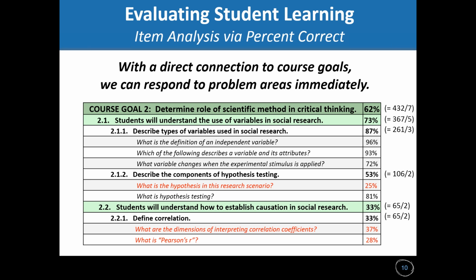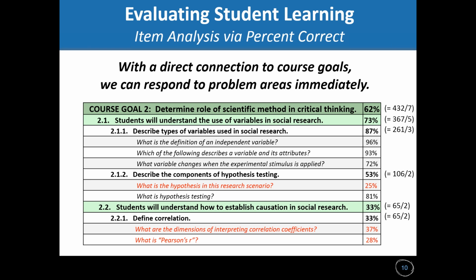The exciting part about this is that from the very basic understanding of the percentage correct on each question, you're able to learn a lot about the course goal. I wanted to make sure that you know these percentages are the percentage correct, and that I've given you some calculations out to the side that I believe will help you follow what I'm about to say. So just for a moment, let's focus on these questions under 2.1.1. We're trying to describe the types of variables used in social research with these questions.